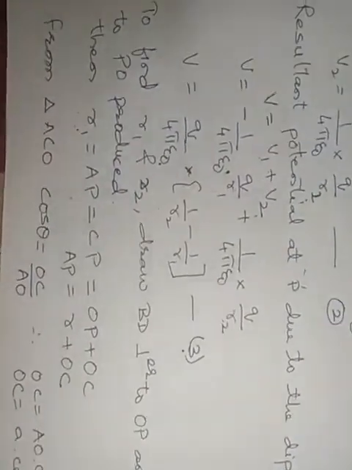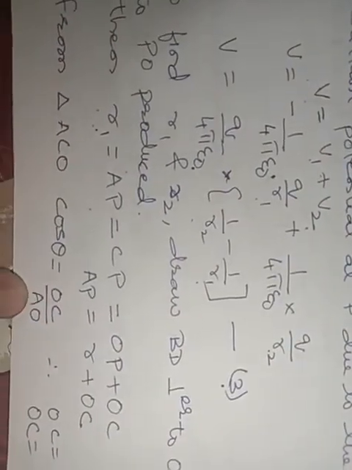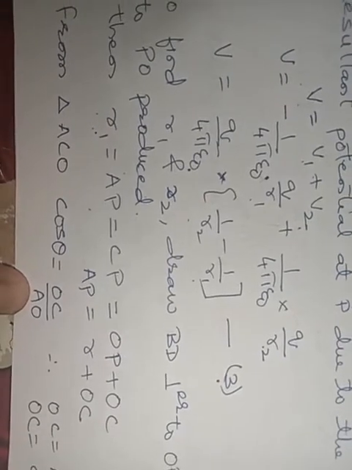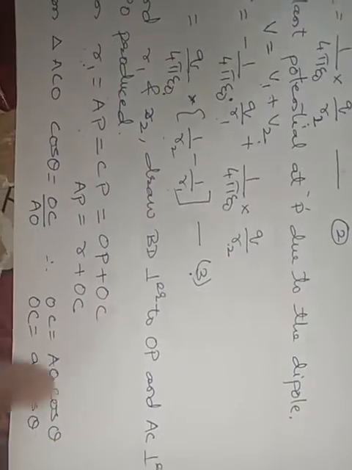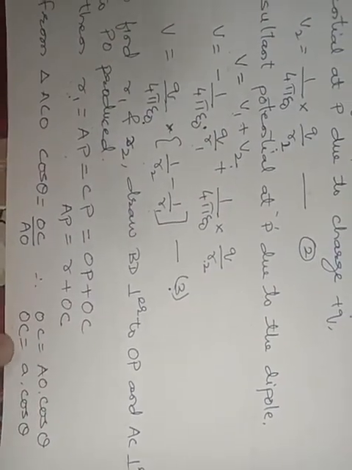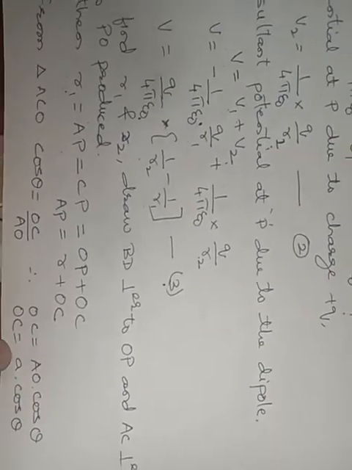So from the triangle ACO, cos theta is equal to OC by AO. OC we don't know, so OC we will keep and send this AO to the other side. So OC is equal to AO cos theta. So OC is equal to A cos theta. Is it clear?